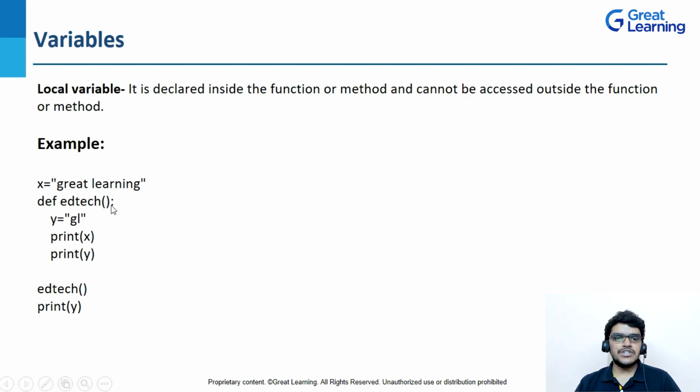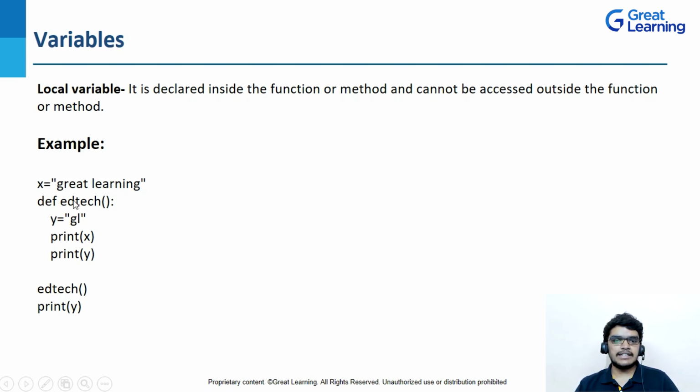Inside this function, you can see that I have created a local variable y is equal to gl. Now, if I write print x inside this function, then great learning will be printed. And if I write print y, then this gl will be printed. So what's the difference between a local variable and a global variable? As I told you, a local variable cannot be accessed outside the function. Here we are inside this function def edtech, so I can write print y. It will print GL as soon as I call this function with the function name.